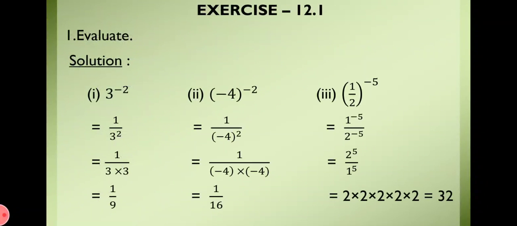So, exercise 12.1, question number 1, evaluate. Evaluate means you have to find the value. Solution for question number 1, as there are different questions in question number 1. The solution for question number 1 is given as 3 raised to minus 2. We have learned right now how to express the powers with negative exponents. That is, we will write it as 1 upon 3 square.